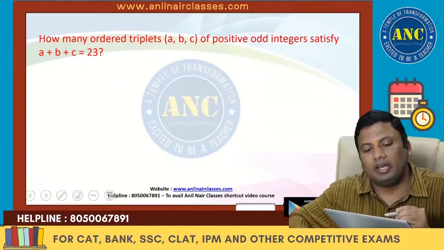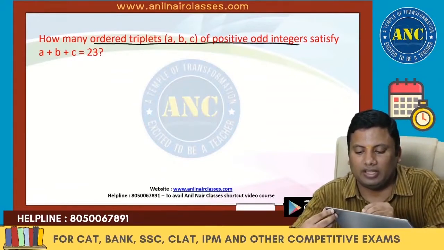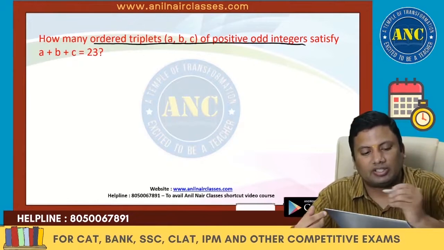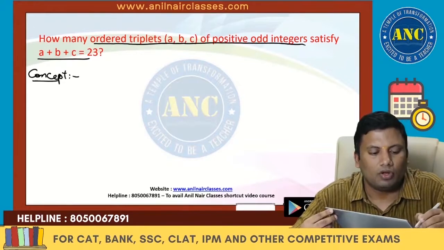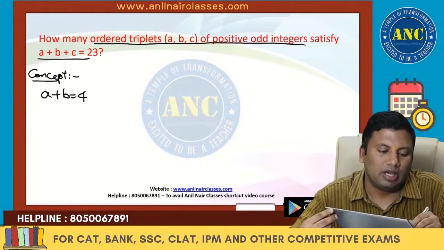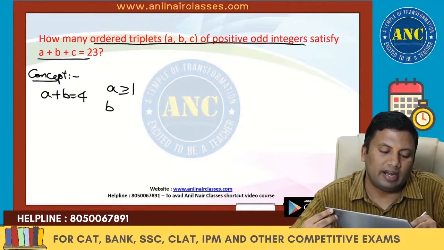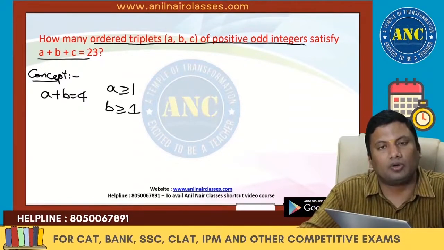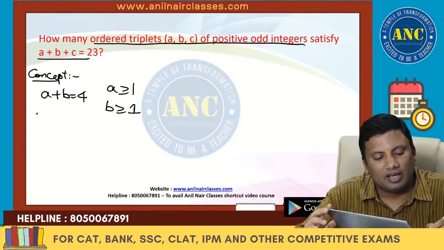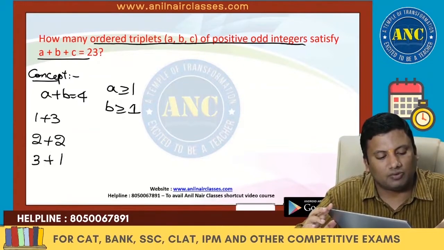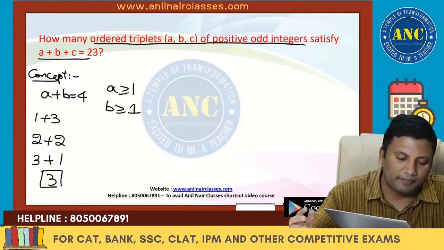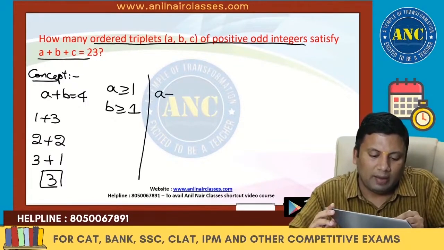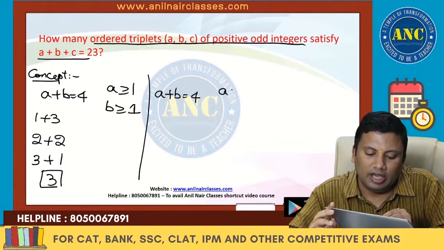Next one: how many ordered triplets (A, B, C) of positive odd integers satisfy A plus B plus C equals 23? Concept: A plus B equals 4, A greater than or equal to 1, B greater than or equal to 1. If the variables start from 1, the solutions are 1 plus 3, 2 plus 2, 3 plus 1. Totally how many solutions did I get? Positive integral solutions: 3.